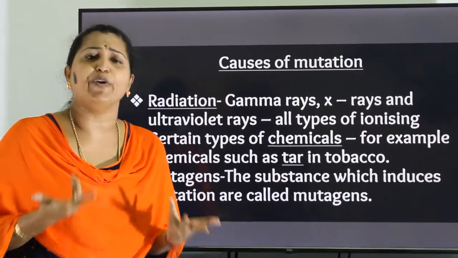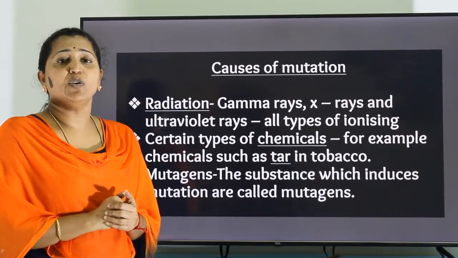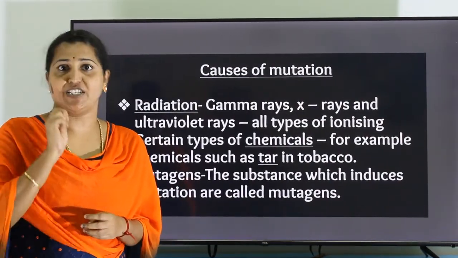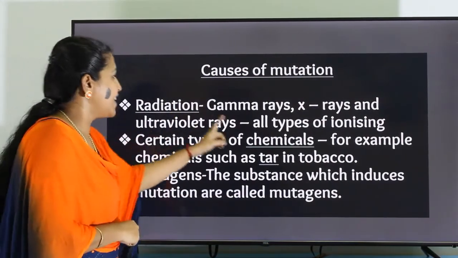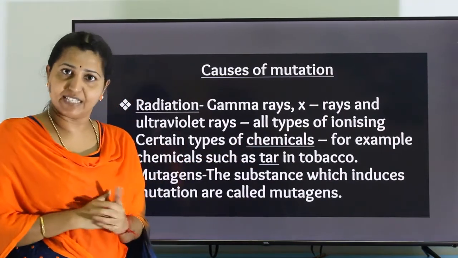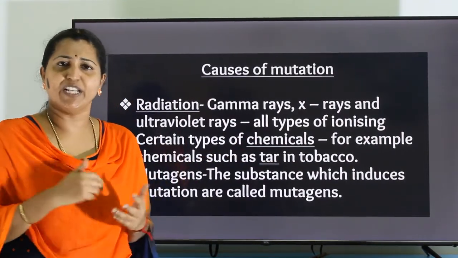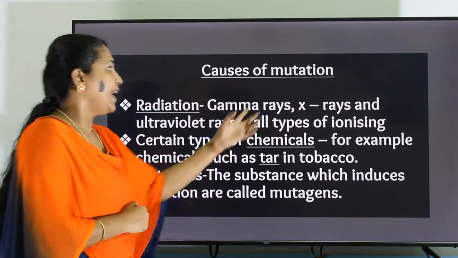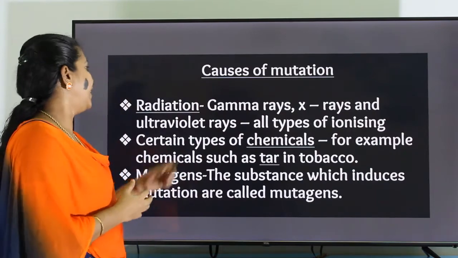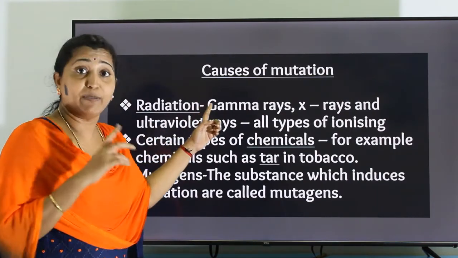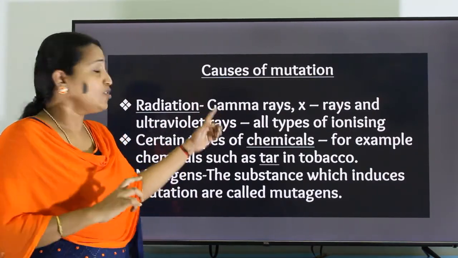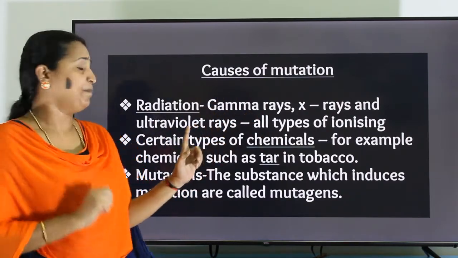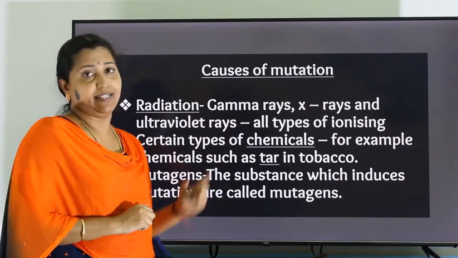Now we can see the causes, means how the mutation is caused. So there are two main factors responsible for the mutation. One is the radiation and second is chemicals. Many examples are there for the radiations. Here we can see gamma rays, it's a type of radiation. X-ray is another type of radiation, and ultraviolet rays, you are more familiar with this, UV rays. So these all types of radiations are causing what actually? Mutations.